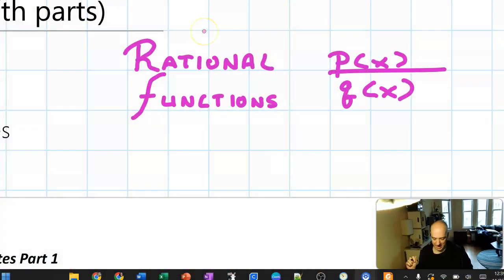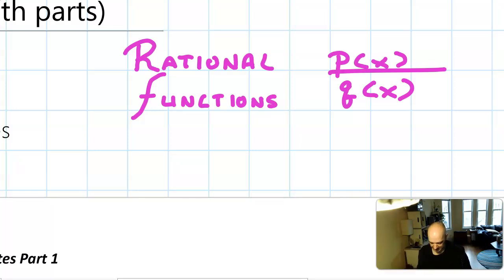Today we're going to be looking at the graphs and behavior of rational functions. Rational functions are any function of the form p of x over q of x, where p of x and q of x are both polynomials, which we've already learned about.